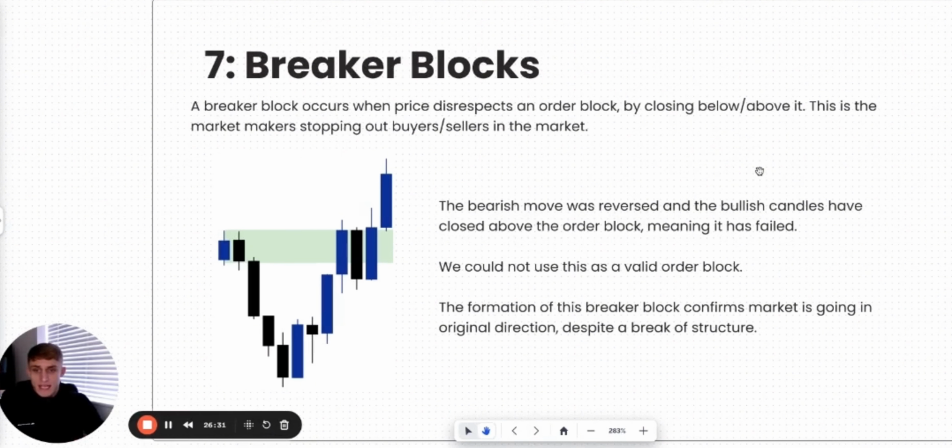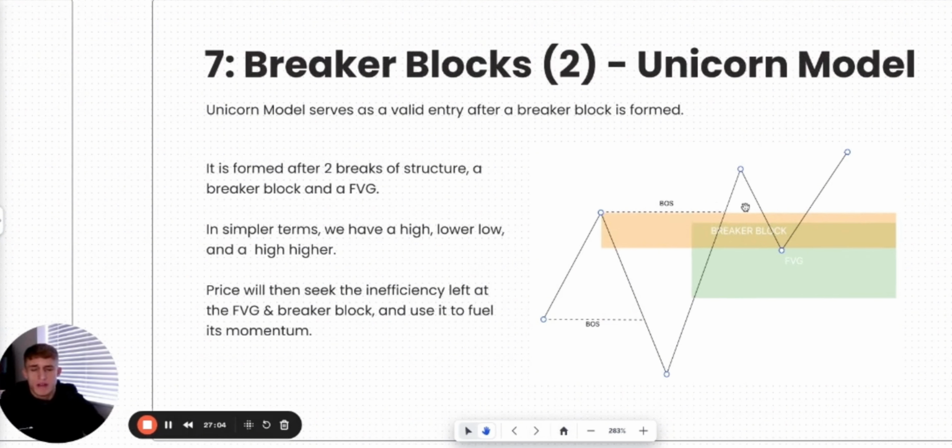A similar thing is a breaker block. Basically, it's when price has disrespected, as we've spoken before, this order block. So price has had a big bearish push from this order block here, and then the price has risen back up, thought about coming back down, but then price has totally ignored it and pushed straight through. This is what we call a breaker block, and it's not a valid order block, as we've had a change and break of structure. So this is where a really, really strong entry model is formed.